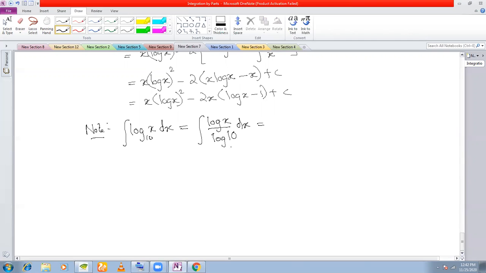Remember, log 10 is not 1, because the base here is e for both. So 1 by log 10 you can take out, and this becomes integral log x dx simply. Now log x dx you can integrate by parts very easily.